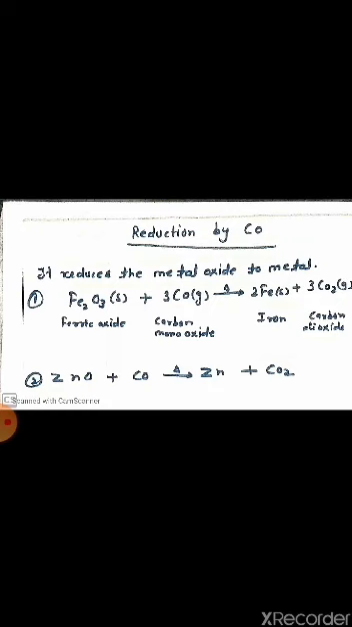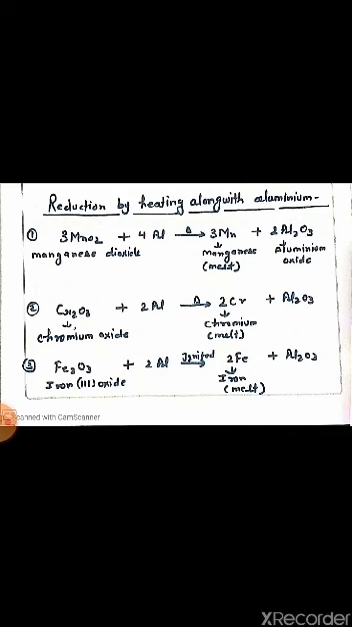Now reduction by heating along with aluminium. Oxides of some metals such as manganese oxide, MnO2, chromium oxide, Cr2O3, etc. cannot be satisfactorily reduced by heating with carbon. These oxides, however, can be easily reduced to their corresponding metals by heating with aluminium powder. Thus aluminium is converted into aluminium oxide, while the metal oxide is reduced to the metal.